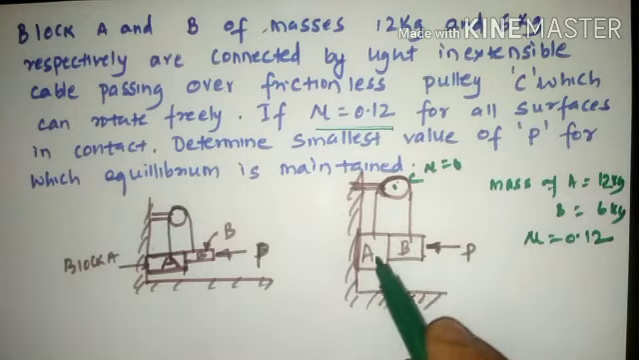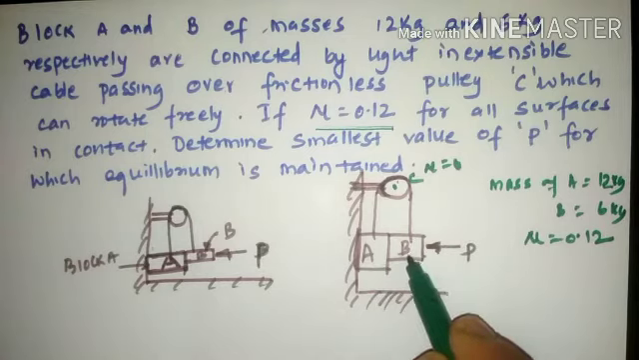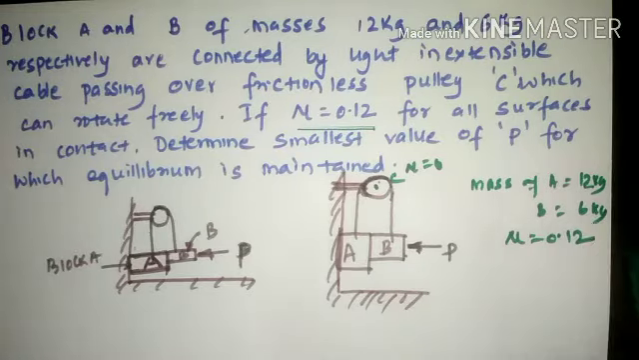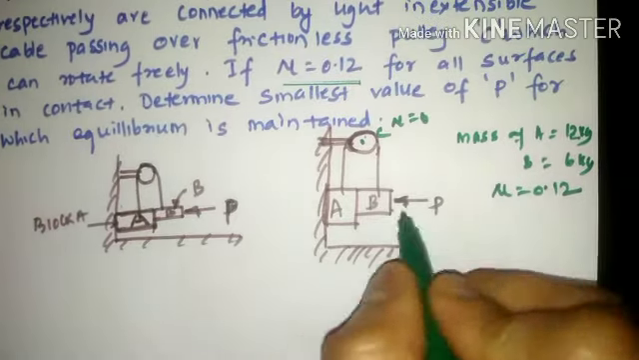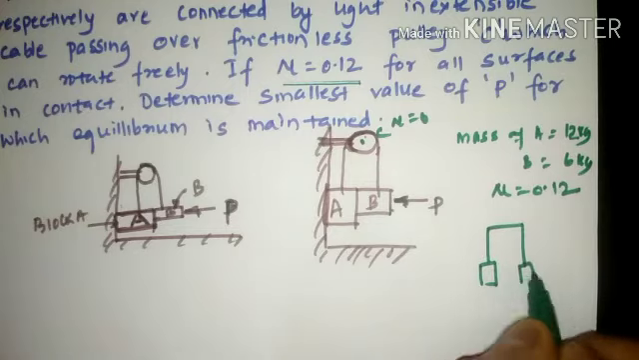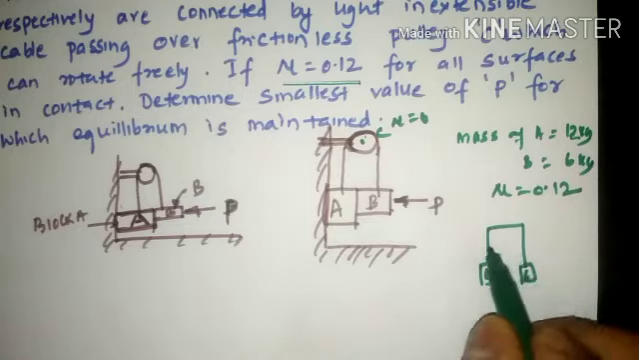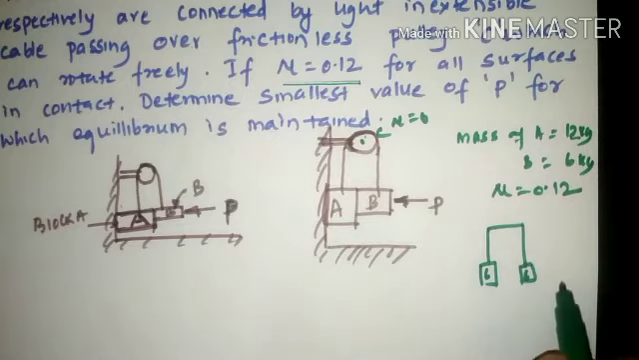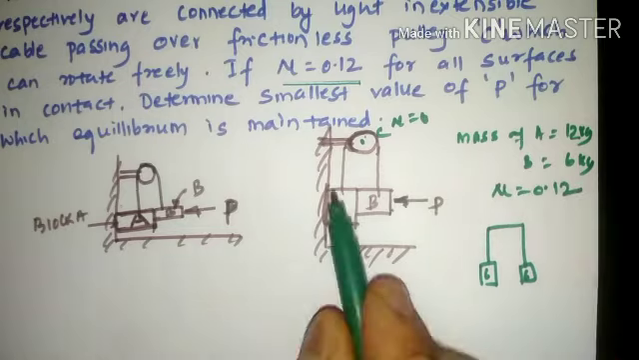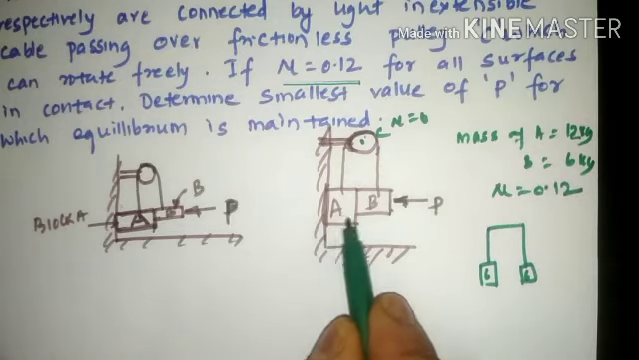What has happened here is the weight of block A and weight of block B, that is, the mass of block A and mass of block B, have been given. Mass of block A is 12 kg whereas mass of block B is 6 kg. If blocks A and B were of the same mass, say 6 kg each, neither block would move downward. In that situation, the application of a force would not be required to maintain equilibrium. Whereas here the situation is the reverse.